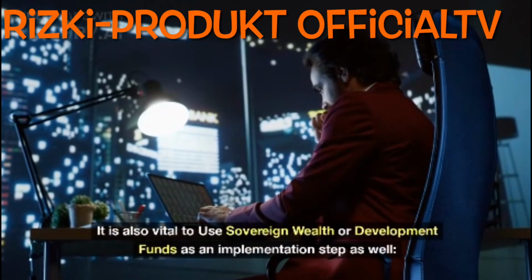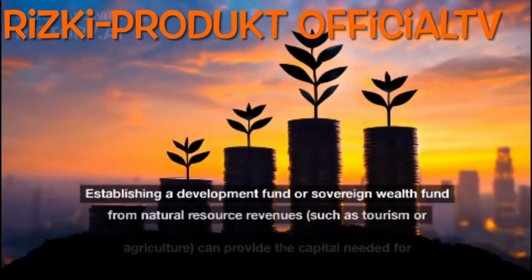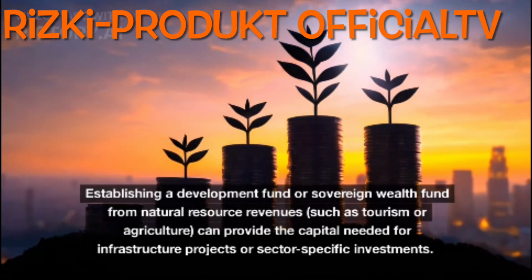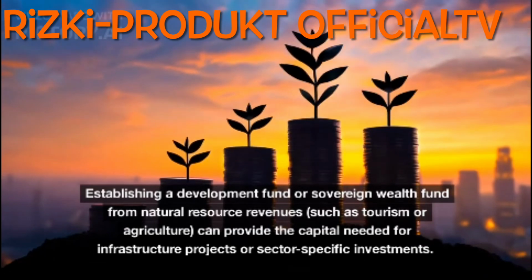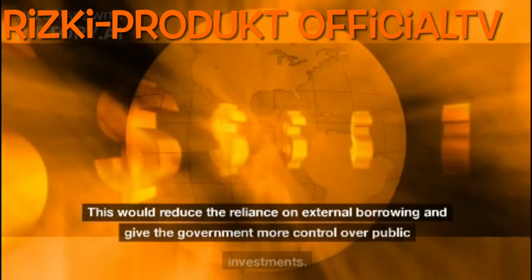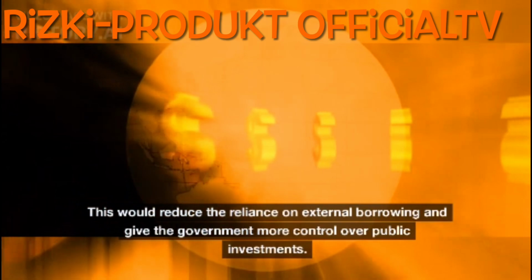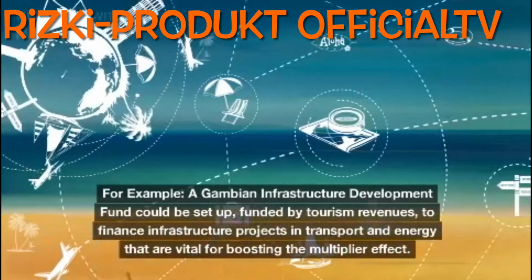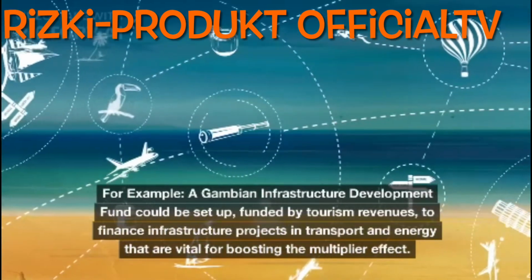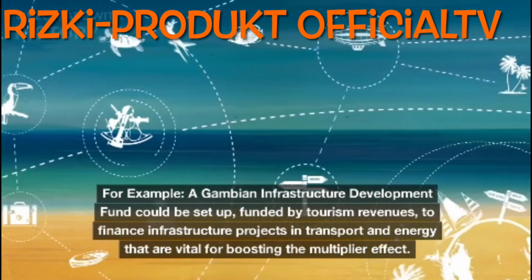It is also vital to use sovereign wealth or development funds as an implementation step as well. Establishing a development fund or sovereign wealth fund from natural resource revenues, such as tourism or agriculture, can provide the capital needed for infrastructure projects or sector-specific investments. This would reduce the reliance on external borrowing and give the government more control over public investments. For example, a Gambian infrastructure development fund could be set up, funded by tourism revenues, to finance infrastructure projects in transport and energy that are vital for boosting the multiplier effect.